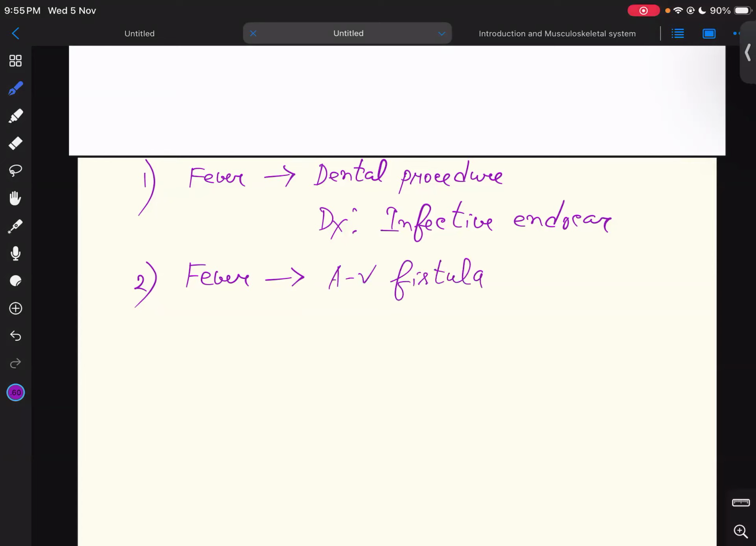So what do you think? What is the diagnosis here? AV fistula infection. Wonderful, doctor. Yes, Dr. Sushmita, AV fistula infection. This has come in the PACES exam many times at the Delhi center.